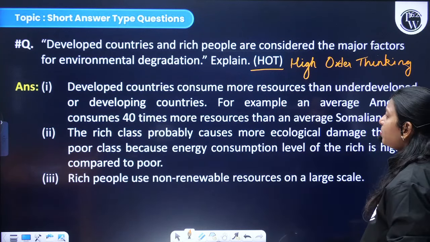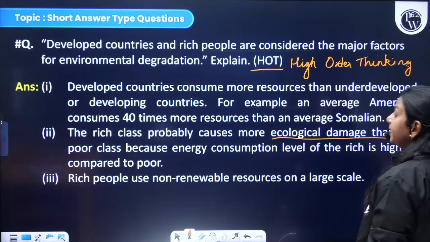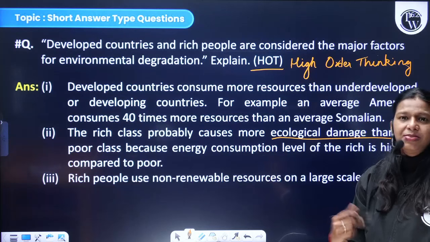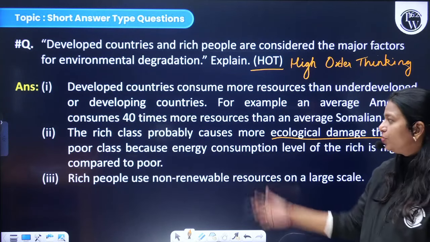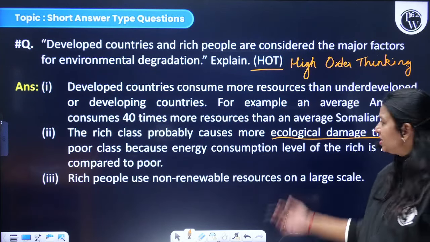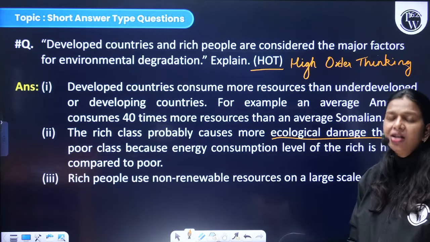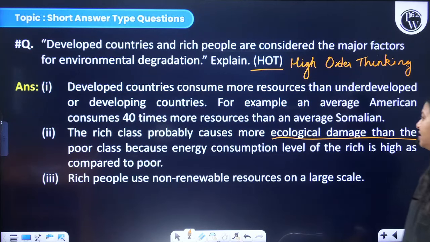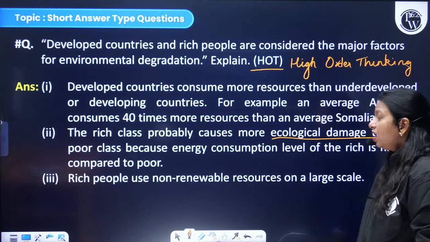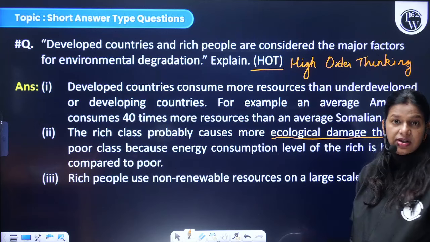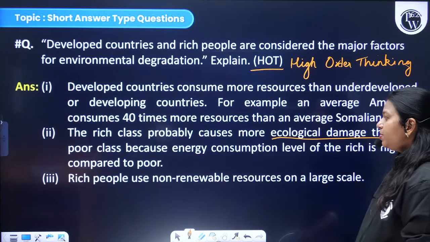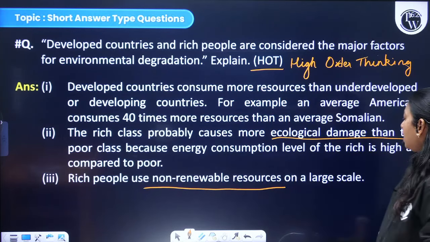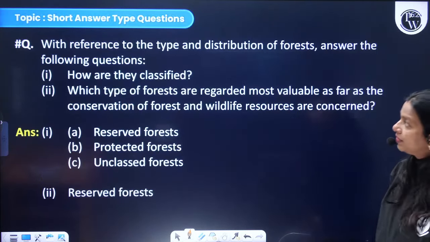The rich class probably causes more ecological damage than the poor class. They use everything which comes in plastic packaging, whereas poor people don't. So you can see how much plastic they are adding to nature. It's just one simple thing that we see around, because the energy consumption level of the rich is very high in comparison to the poor. Rich people use non-renewable resources on a large scale, right?